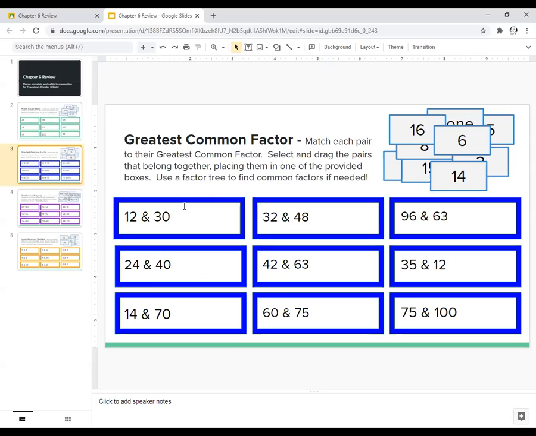But the greatest common factor is now, bust up 12 into primes. What do you get? Make a factor tree if you need to. Bust up 12 into primes. Bust up 30 into primes. I got 2. They share 2. And what else do they share?